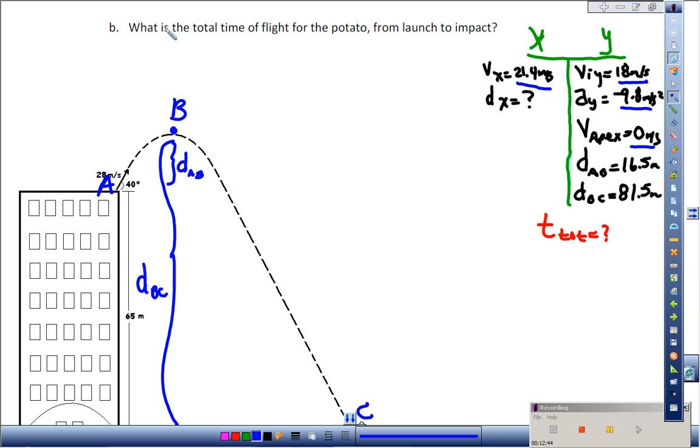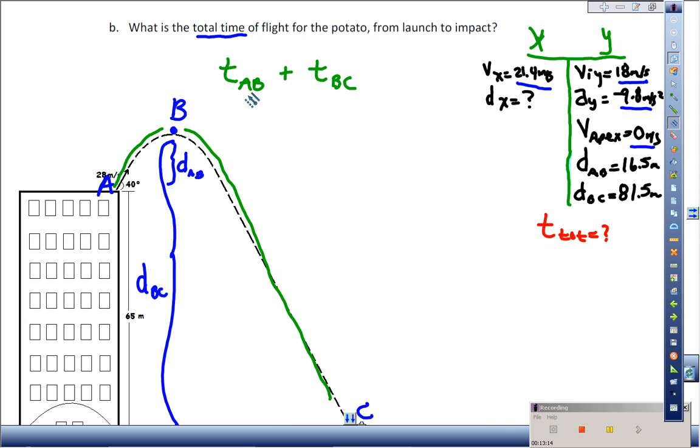And now we're asked in part B, what is the total time of flight for the potato from launch to impact? Now there are a few different ways to do this, but for our level, I think the easiest way is to analyze the time of flight from A to B, and then to analyze the time of flight from B to C. So we will do that, and it will look like this. The time from A to B plus the time from B to C.